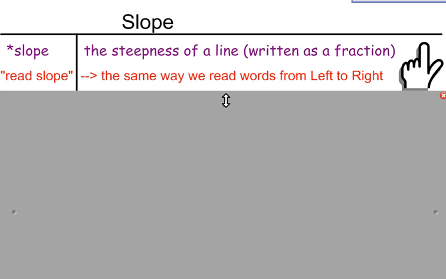And when we look at a graph, I'm going to ask you to read the graph, and that means to tell me if it is a positive line or a negative line, and we'll read slope the same way that we read words in a book or on the screen that you're reading right now. And we read from left to right, and so that's how we're going to be reading graphs, from left to right.